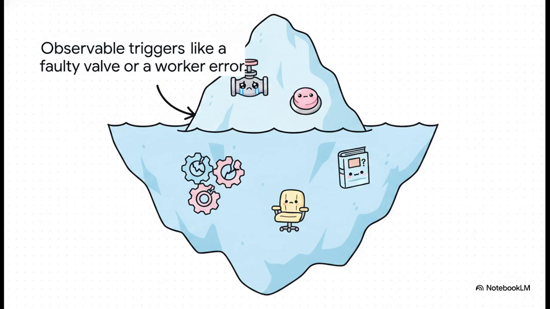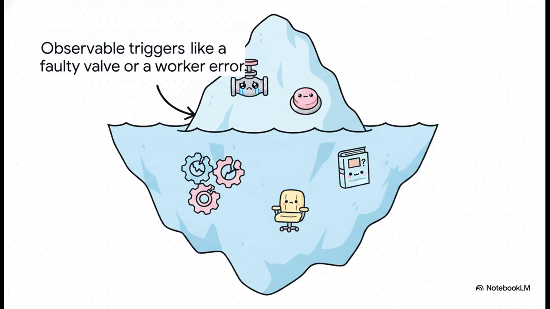Think of environmental nonconformities like a giant iceberg. Distinguishing between what you can see above the water and what is hiding below is absolutely crucial to prevent recurrence. On one side, we have our immediate causes, the tip of the iceberg. These are the observable triggers that grab all of our urgent attention. A faulty valve, a cracked seal, a worker pressing the wrong button. But on the other side, we have systemic causes, that massive hidden block of ice down below.